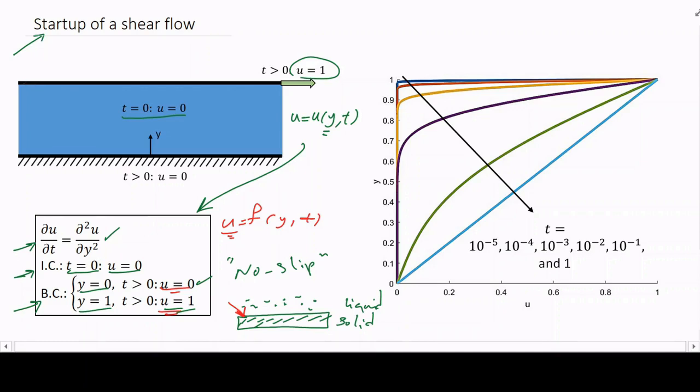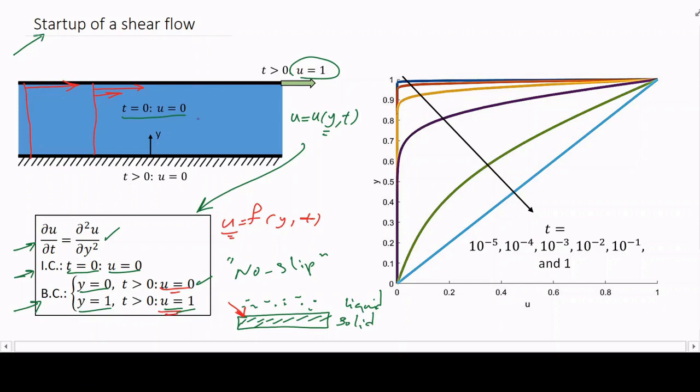So let's start with the initial condition. We have zero speed everywhere. Right after you move the upper plate to the right hand side, the very first layer of liquid is going to be moving to the right hand side. And after some time, this layer, because it's moving now, is going to drag the layer beneath itself to the right hand side. So then you will get something like this.